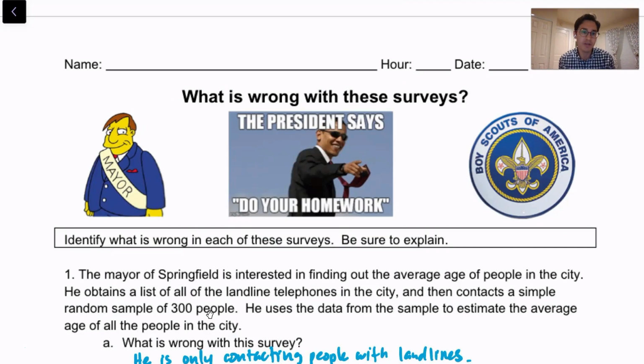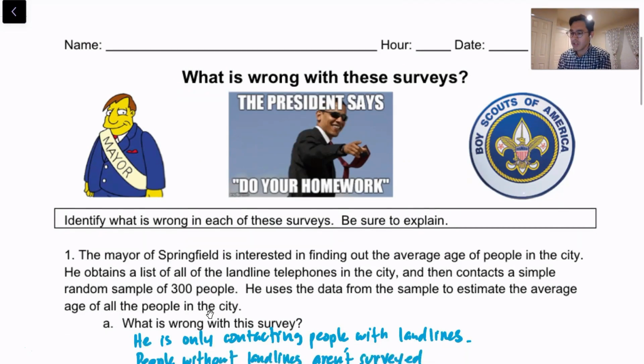I think there's three scenarios. And so I've got some sample student responses. We'll read through them and then I'll give you some notes to put in the margin. So remember, for the margin notes, you want to be using a red pen. Okay. So identify what's wrong with each of these surveys.